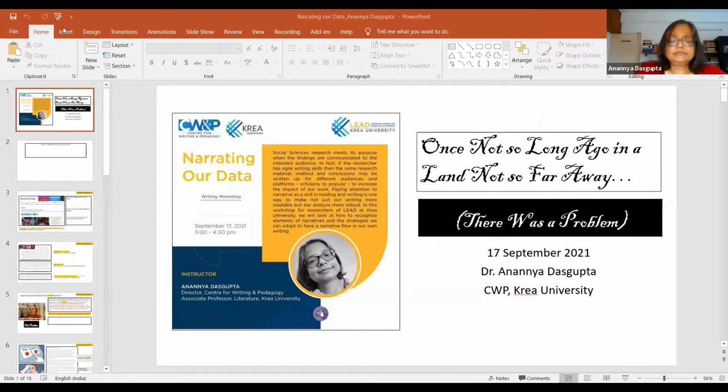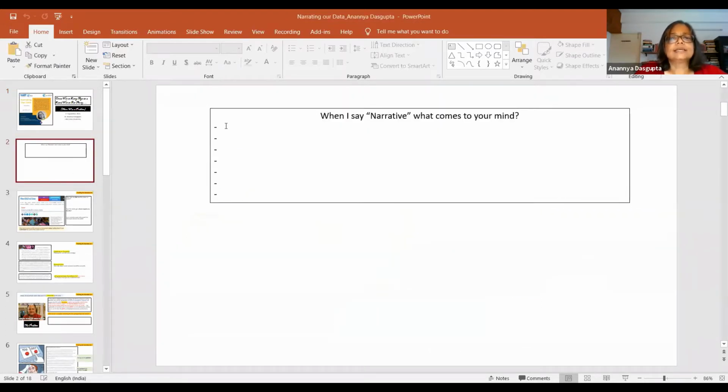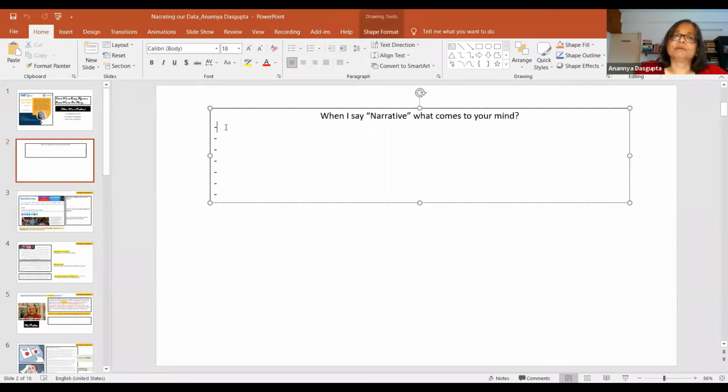So, narrating our data. I begin with a question for all of you: when I say narrative, what comes to your mind? At this point, you can either speak or put a comment in the chat box. We have a story. Two people have said a story. Okay, wonderful. Story. What else? Consolidating the data. Consolidating. Very good.